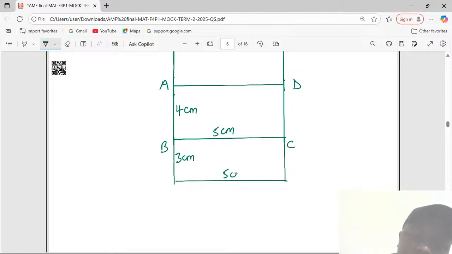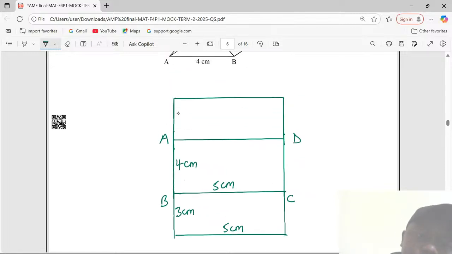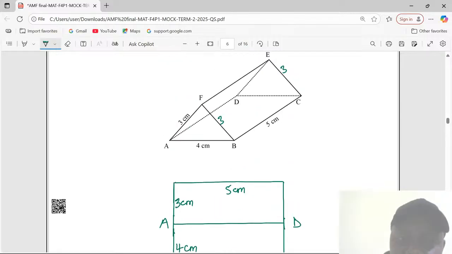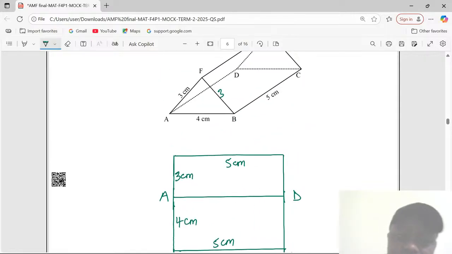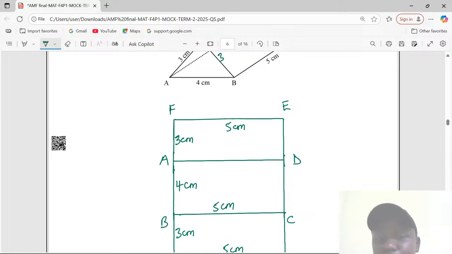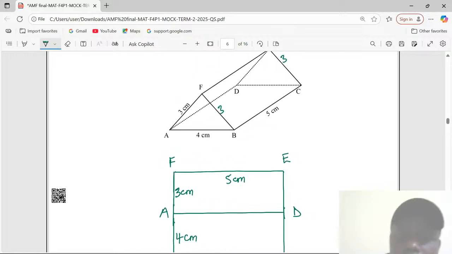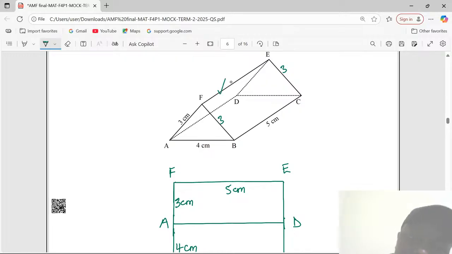The 5 is extended to this point. This is also 3 centimeters. The 5 is extended to this side automatically. Now we are talking about one face being FE. And also the rectangle on the other side is also FE, because if we fold them, they are supposed to meet to form this FE. The 2 rectangles are supposed to be folded such that we get our FE once again.